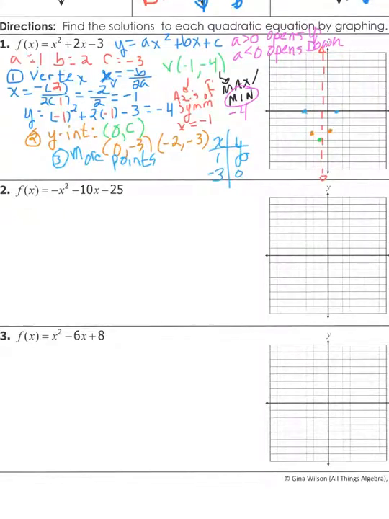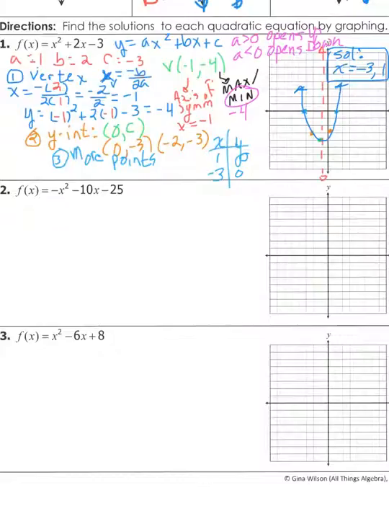So these two are my solutions, and I can go ahead and connect my points with a curve, and then my solutions would be x equals -3 and +1.